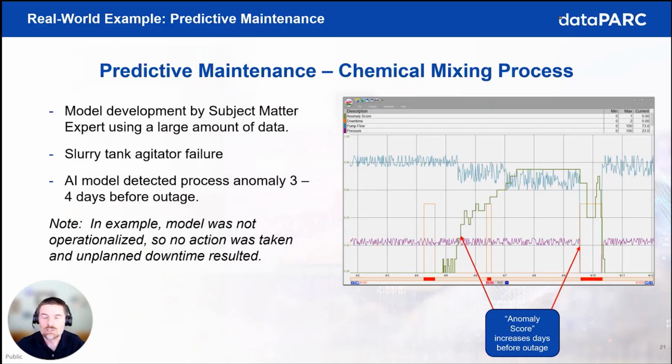There was no automation connected to this agitator motor, so there was nothing indicating in the control room that this had occurred. And the process continued to run for a little while because the solids buildup at the bottom of the tank was not too fast.